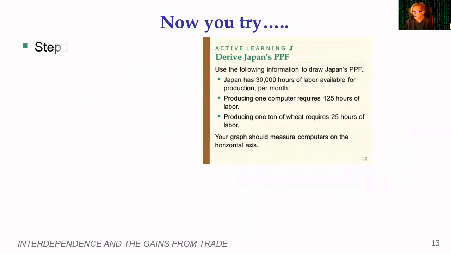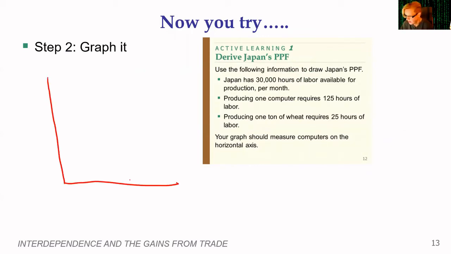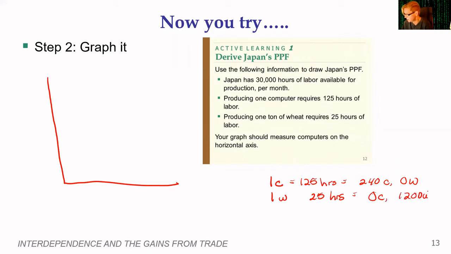Okay. All right, step 2, we're going to graph it. So we're going to go ahead and draw a graph here. And we know, because here's our information from the previous slide, let me write it down here. We know that one computer takes 125 hours, and we can produce 240 computers and no wheat from the previous slide. One wheat takes 25 hours, and we can produce no computers and 1,200 wheat. So these are the points here that we want to put onto the graph.